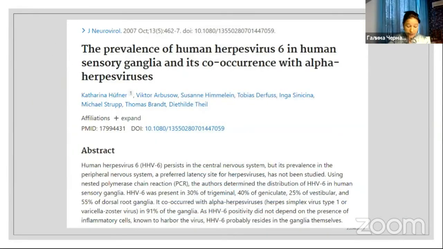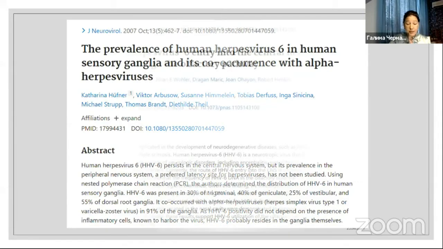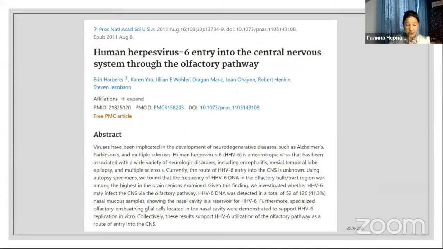Katarina Höfner et al. in 2007, using nested polymerase chain reaction, determined this virus in different ganglia, including trigeminal. Moreover, it co-occurred with herpes simplex virus type 1 or varicella zoster virus in 91% of material. Erin Herberts et al. detected human herpes virus 6 DNA in nasal mucous samples, showing the nasal cavity is a reservoir for this virus.